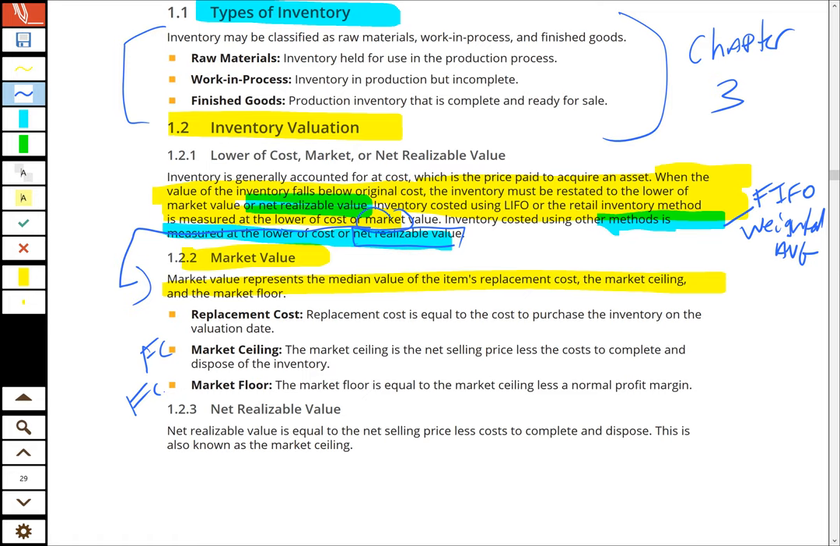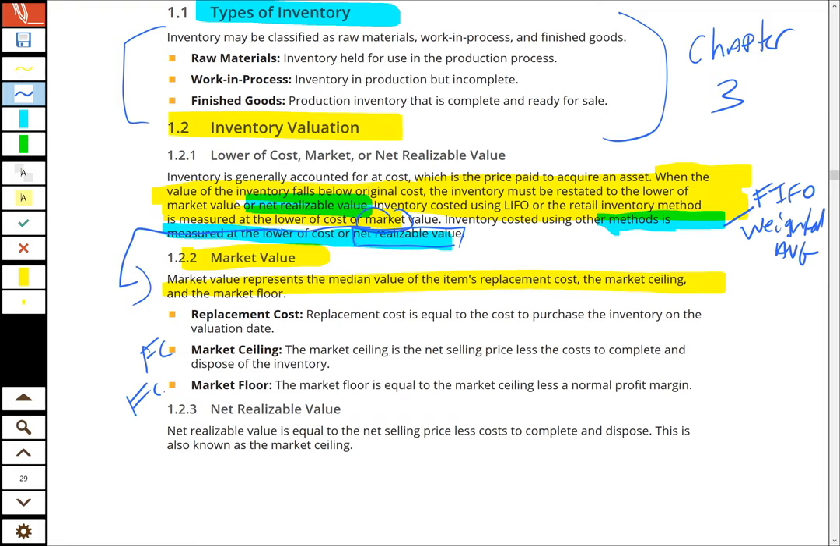But before you can just go with replacement cost, you have to compare it to a market ceiling or a market floor. If the replacement cost is over the ceiling, you should use the ceiling. If it's below the floor, you should use the floor. In other words, you'll use what? The middle amount between the replacement cost, market ceiling, and market floor.